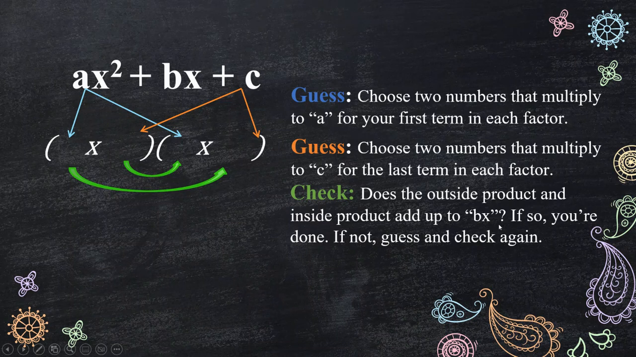Okay, so we are checking if the outside product and inside product add up to bx. Our middle term: we want to take this times this and that times that and see if they add up to my middle term. If they do, we're good. If not, we need to try and guess again. So let's look at the problem here.